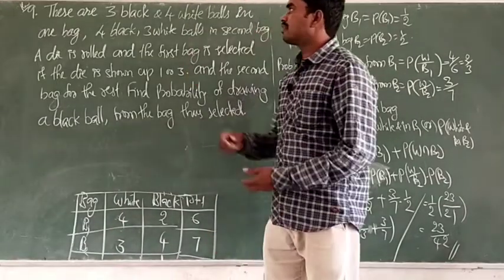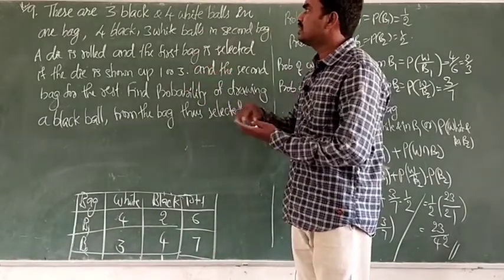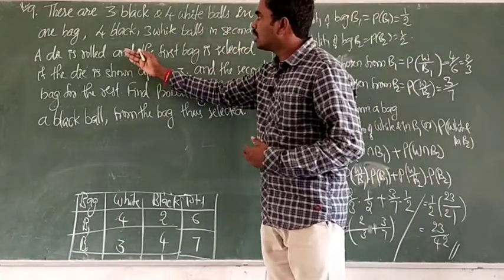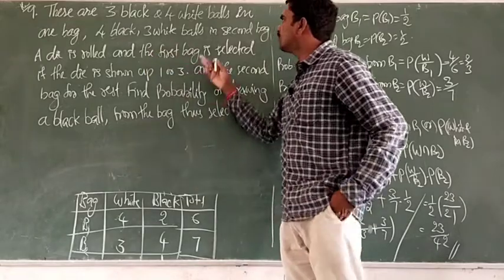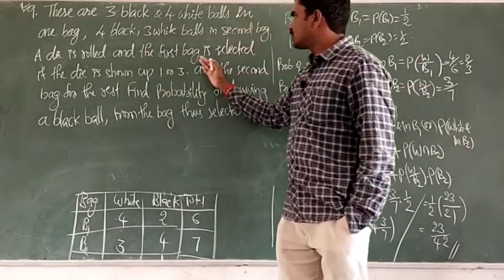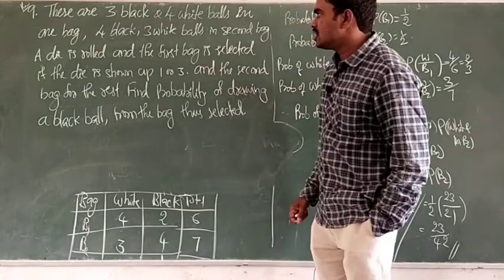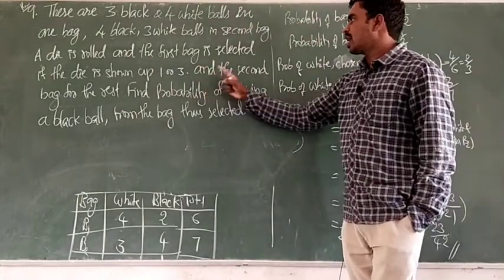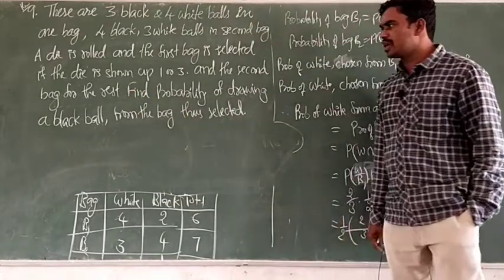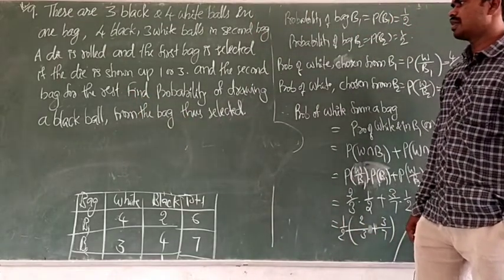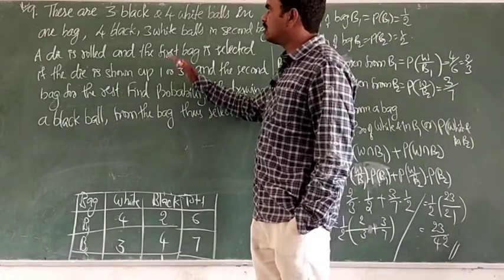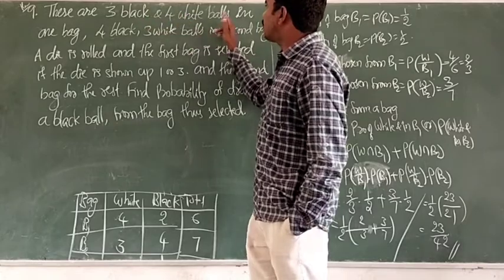Okay, one more same type of question, just do the homework. I will just explain. There are 3 black and 4 white balls in one bag, 4 black and 3 white balls in a second bag, and a die is rolled. The first bag is selected if the die shows 1 or 3, and the second bag for the rest. Find the probability of drawing a black ball from the bag thus selected. So the definition is not asked, just the given information in one bag.